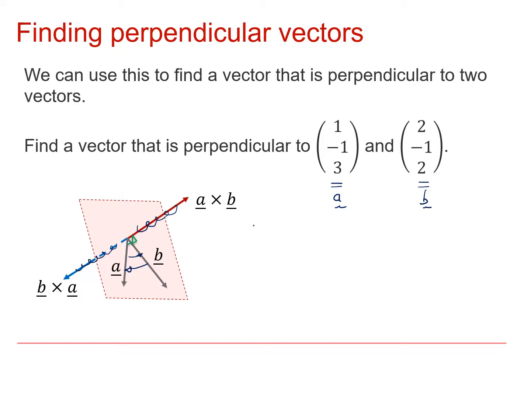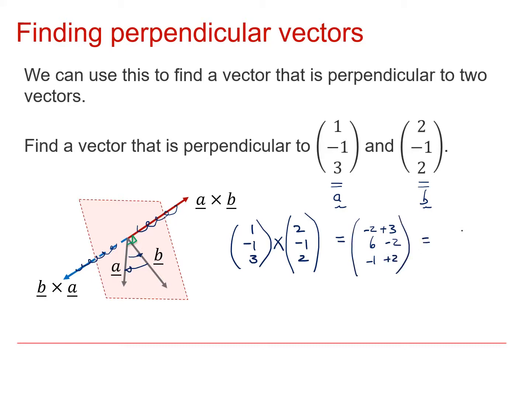So let's have a look at A cross B from this example. That's (1, minus 1, 3) cross (2, minus 1, 2). And I'll get, well, for the top component, minus 2, take away minus 3. So that's minus 2 plus 3. For the middle component, I'll get 6, take away 2. Bottom component, I'll get minus 1, take away minus 2, so that's plus 2. So I will end up with (1, 4, 1).